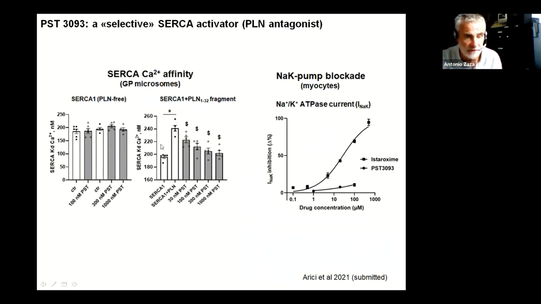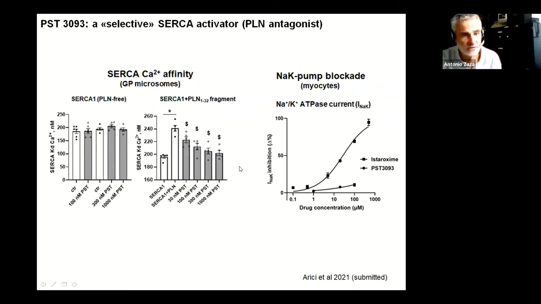It's again phospholamban antagonism. What about sodium potassium pump blockade? Very interestingly, this compound, as compared to istaroxime, which is this curve, had almost no effect on the sodium potassium pump. So here we have a pure SERCA stimulator with no sodium potassium inhibiting effect.